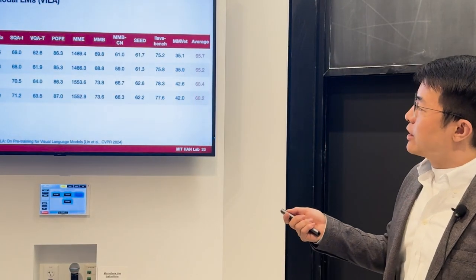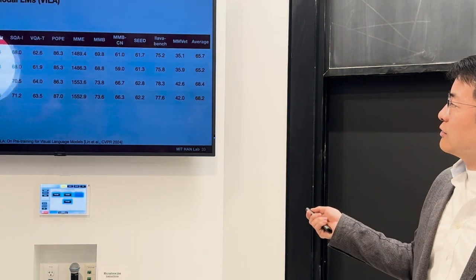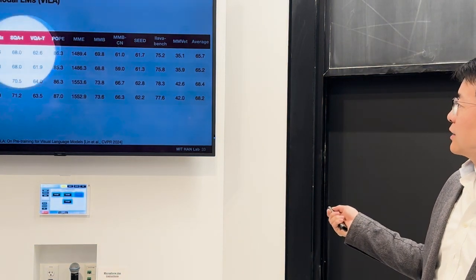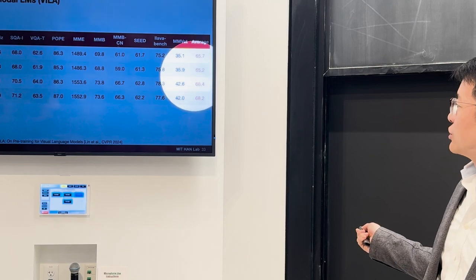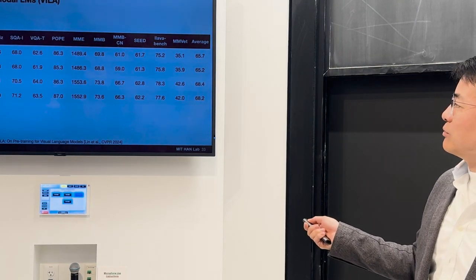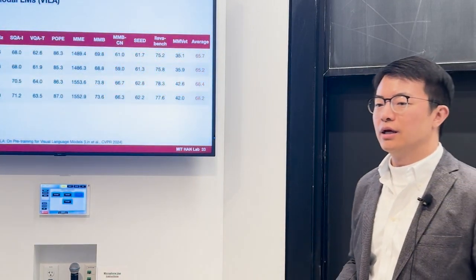So here we compare the FP16 version versus the 4-bit version. The accuracy across different benchmarks is pretty well maintained for both the 7B and the 13B model.